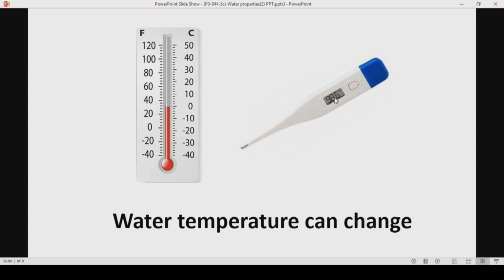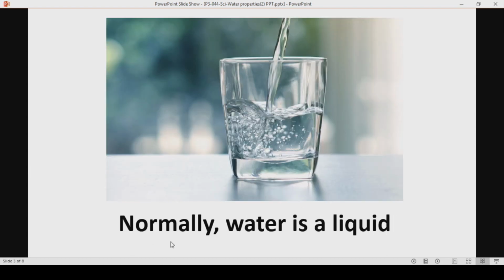98.6 degrees, almost boiling. 0 degrees is freezing. 100 degrees, boiling. Yes. So water temperature can change. Normally, water is a liquid. Yes, it's a liquid, and you know it's a liquid when it moves and it is wet.